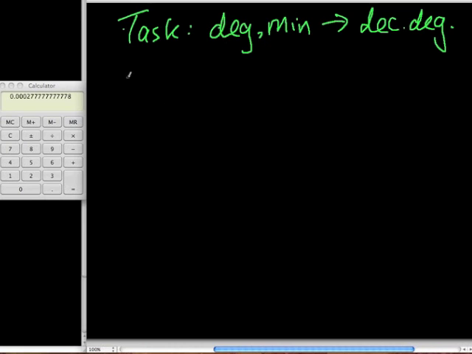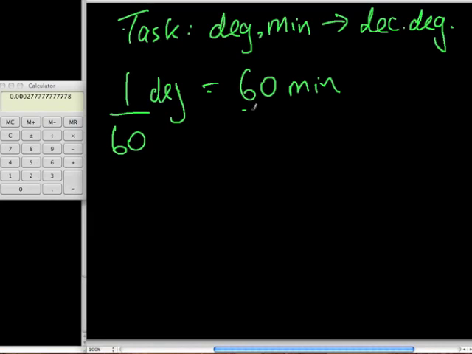So to start, let's just remind ourselves that 1 degree is 60 minutes by convention, and if we divide both sides by 60 here, we find our conversion factor to go from minutes to degrees. So 1 minute is equal to 1/60th of a degree. So that's how we go from minutes to decimal degrees.